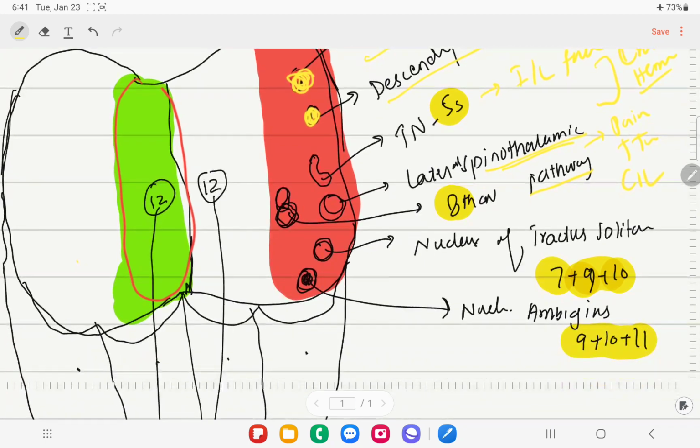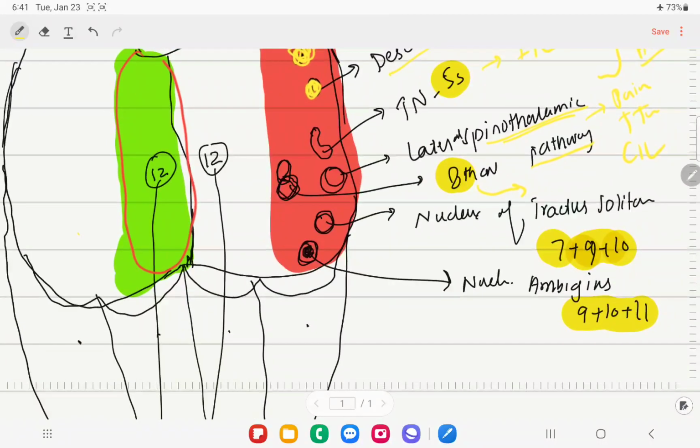Right? So when the eighth nerve is involved, we'll have vomiting, vertigo and nystagmus. And when the cochlear component is involved, there will be ipsilateral sensorineural deafness, plus vomiting and vertigo because of involvement of the vestibular nucleus.